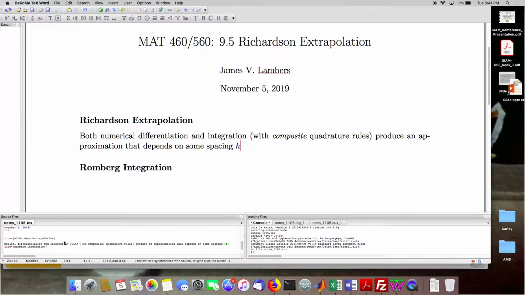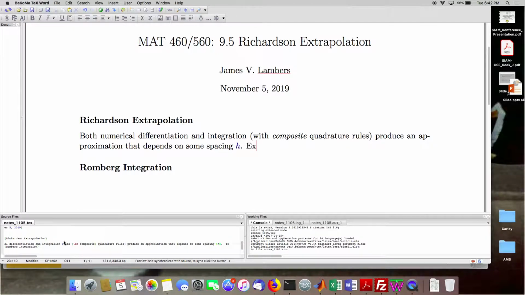So we're trying to approximate a derivative at a point x0, and we're using values of f at x0 plus h, x0 minus h, etc. When you're using a composite integration rule, like the composite trapezoidal rule, you're dividing your interval AB into subintervals of width h. So in both cases, the spacing h plays a role. And the error, that's the main thing, the error depends on h. These approximations are order h squared or h to the fourth. And the idea is to exploit that for greater accuracy.